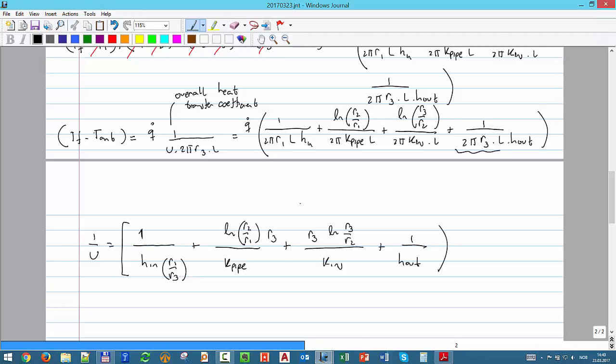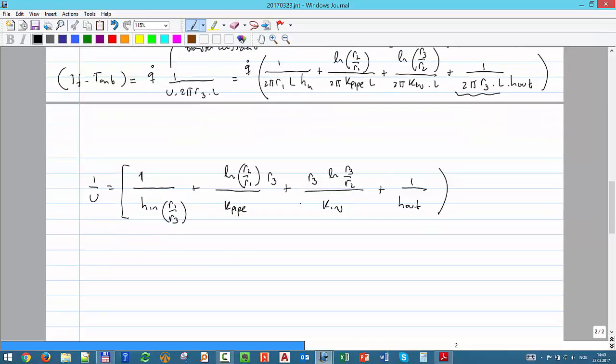Just do some quality control. Yep, looks okay. And that's the expression that you have to use in the exercise to calculate the overall heat transfer coefficient. And you can extend it if you have multiple layers, for example soil, or a plastic, a polymer. Sometimes you might have concrete, so you have to change the properties. Sometimes it might be buried in gravel, so you have to use the conductivity of the gravel.